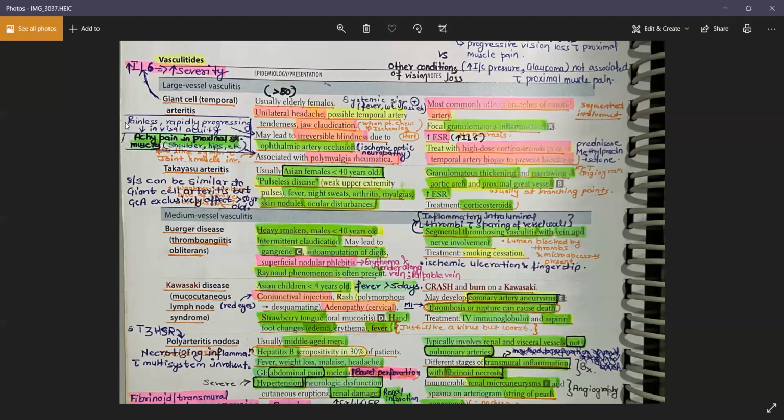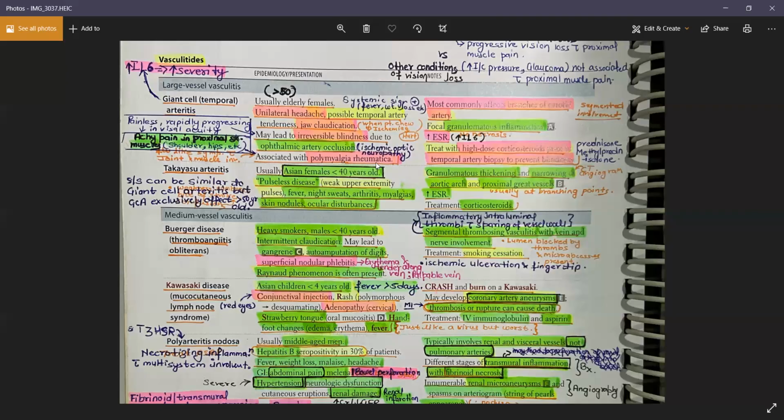And please remember that it is a disease which only affects people more than 50 years of age. If you ever encounter a question in which the patient is less than 50 years, or 40 years, that means it cannot be temporal arteritis. The patient must be above 50 years of age. Very important. And because it is an inflammation involving your systemic circulation, you will get fever, fatigue, malaise, and weight loss along with all these things.